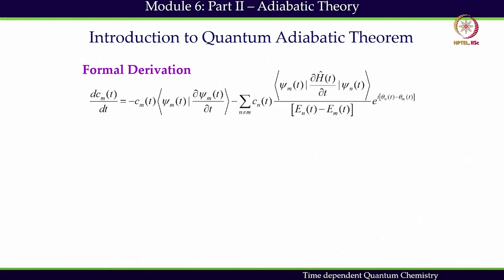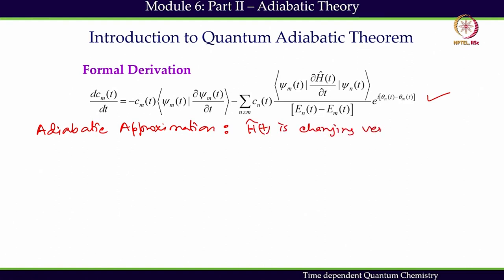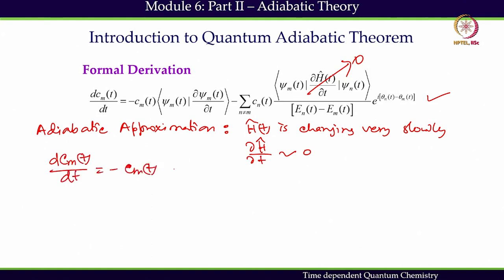Once we have reduced to this expression, we will be able to apply the adiabatic approximation. The adiabatic approximation assumes that because H is changing very slowly, one can write this part to be negligible or 0. So this part becomes 0, and I get the expansion coefficient equation: dC m by dt equals minus C m times the integral of psi m d psi m by dt. This is the approximation. Under the adiabatic approximation, we get this expression.